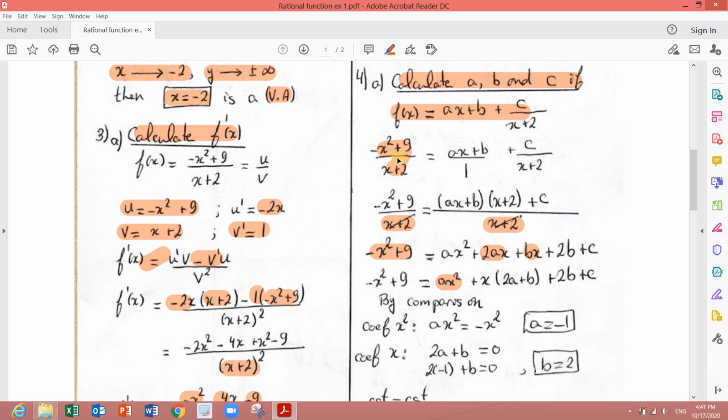We replace f(x) by its value, and the second side remains ax plus b. I put it over 1 plus c over x plus 2. We take the LCM, which is x plus 2 on the right side. x plus 2 over 1 is x plus 2 multiplied by ax plus b plus c. I remove x plus 2 from the two sides.